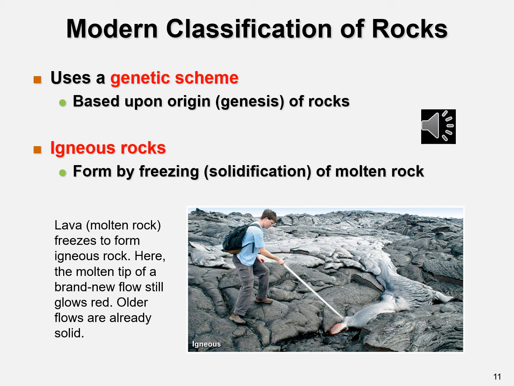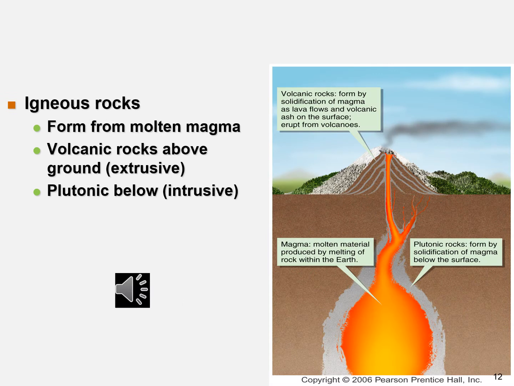genesis of rocks. In that scheme, igneous rocks formed by freezing or the solidification of molten rock called magma or lava. Magma is molten rock found within the earth, and lava is molten rock found on the surface of the earth.